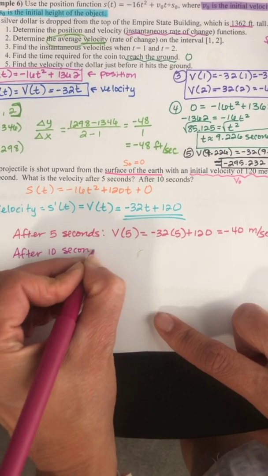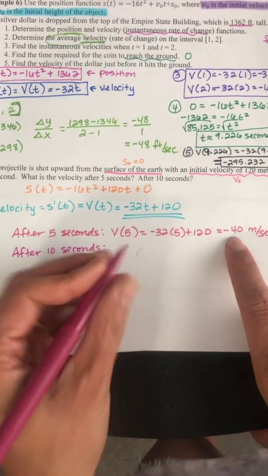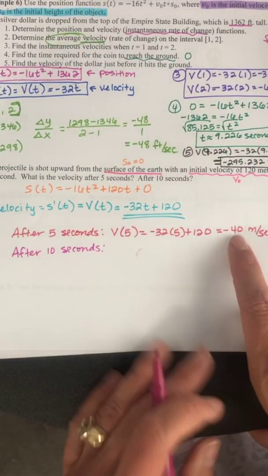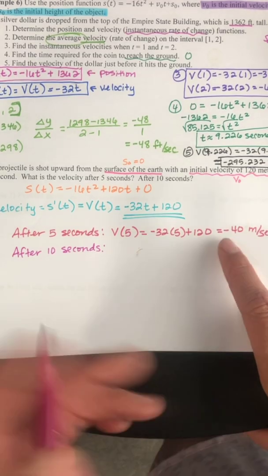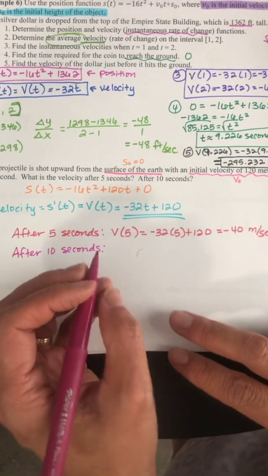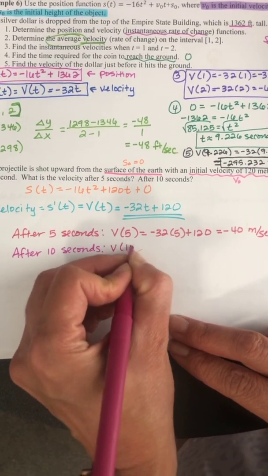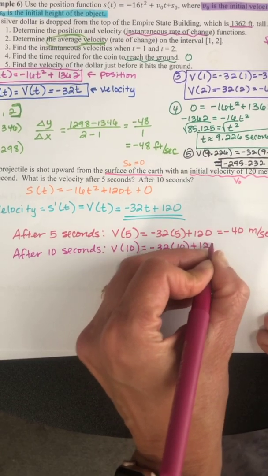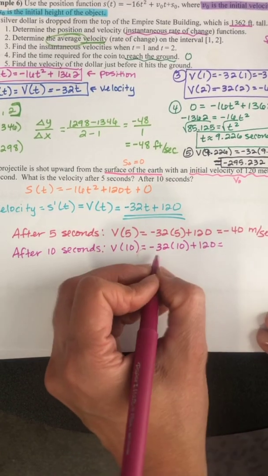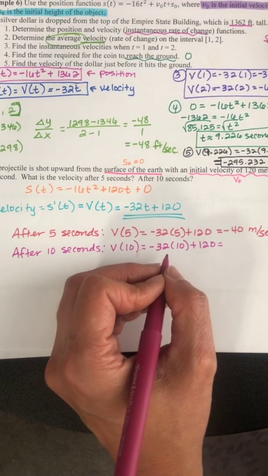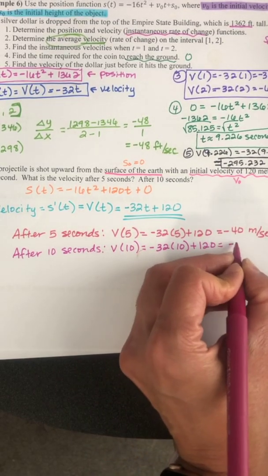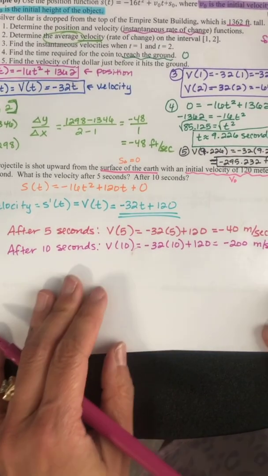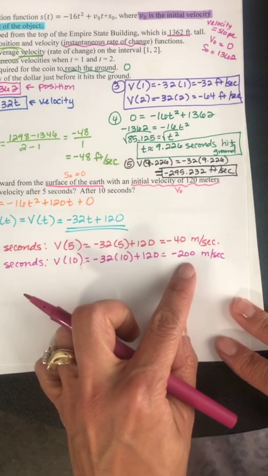Before I start plugging in the 10, I want to mention it's negative because a projectile was shot up into the air and now it's falling down. So this is a time where it is falling. Okay, so at 5 seconds, it's already falling towards the ground. After 10 seconds, v of 10, we'll have negative 32 times 10 plus 120. Well, negative 32 times 10 is negative 320. Negative 320 plus 120 is negative 200 meters per second. So now it is falling even quicker at 10 seconds.